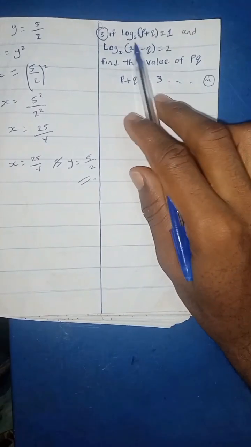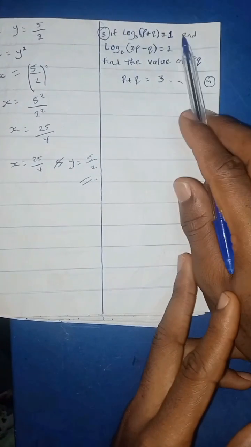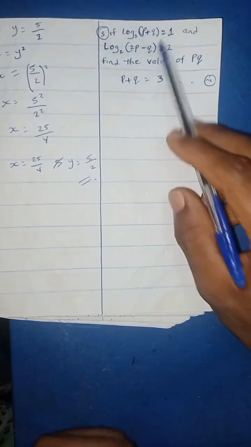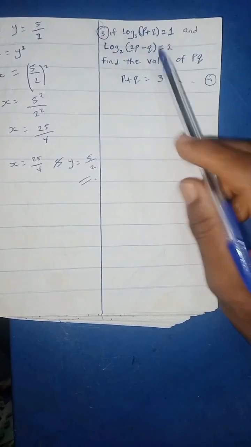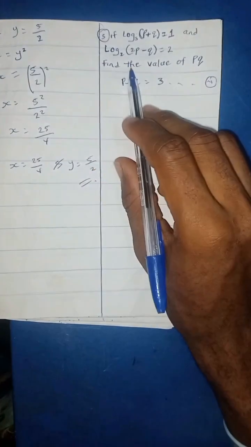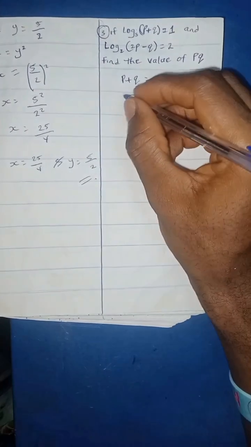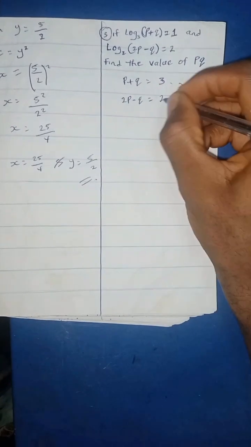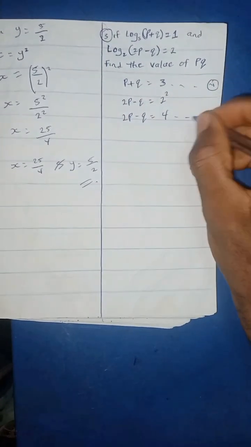Alright, I told you when you're having a log of a number, you take the base. This one will come here. This is now 3 raised to the power 1, bracket p plus q. Do you understand? This p plus q will go to the other side. Then this one will come here. That's like the fast process. So this 2 will come here. This one will go to the other side. We'll be having 2p minus q is equal to 2 raised to the power 2, which is 4. Equation 2.